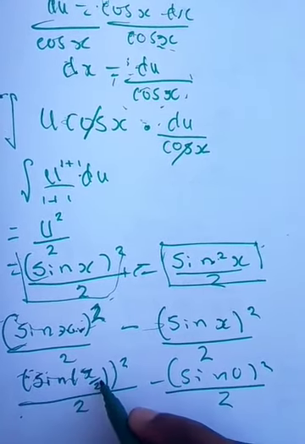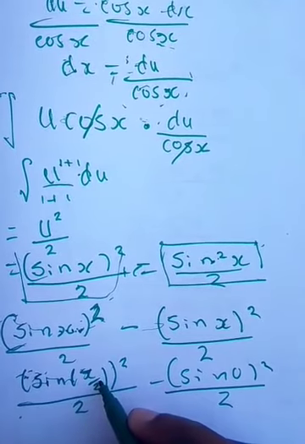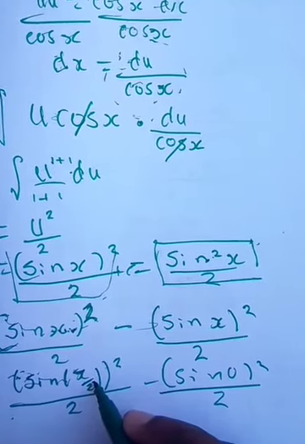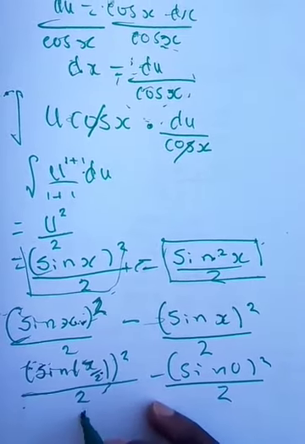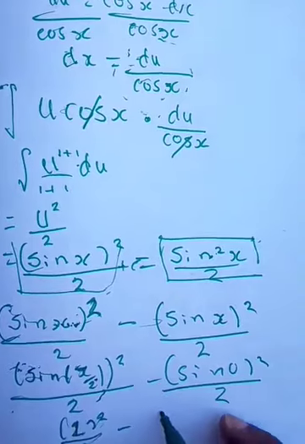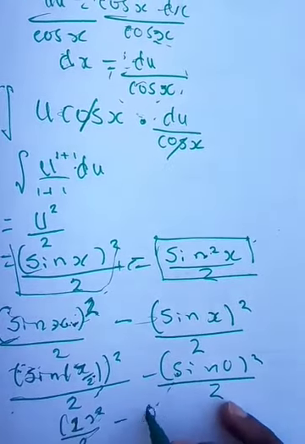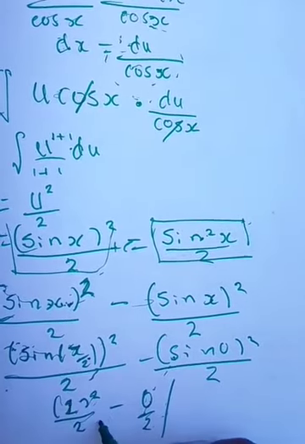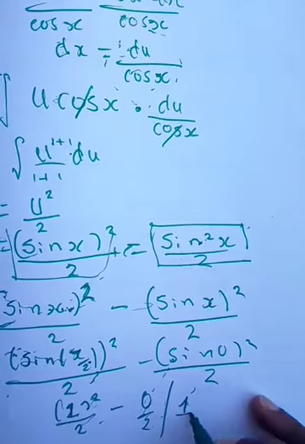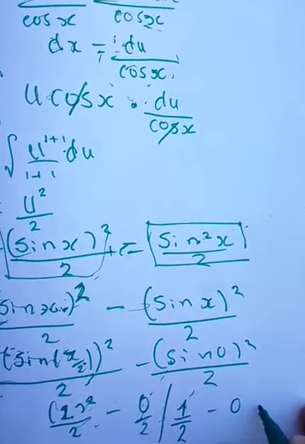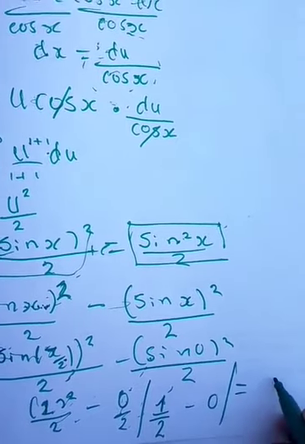If you do remember, what is sine 90 degrees? It is 1, right? Here's 1. So yes, I have 1 squared over 2 minus sine 0, which is going to give you 0 over 2. It is still going to be 0, right? So here I'm going to remain with 1 over 2 minus 0. So basically your final answer is just going to be 1 over 2.